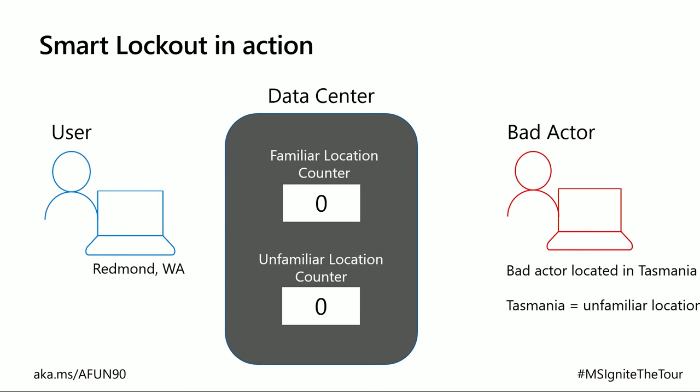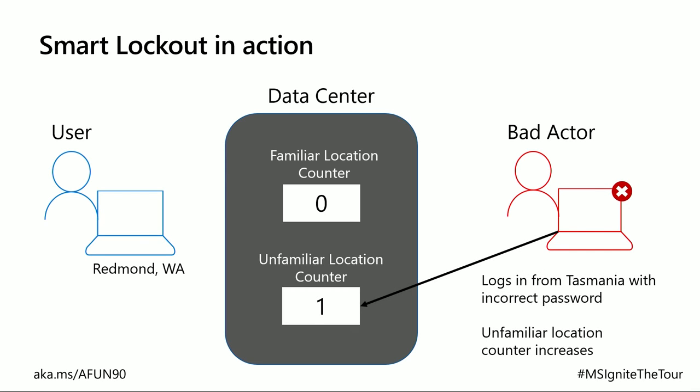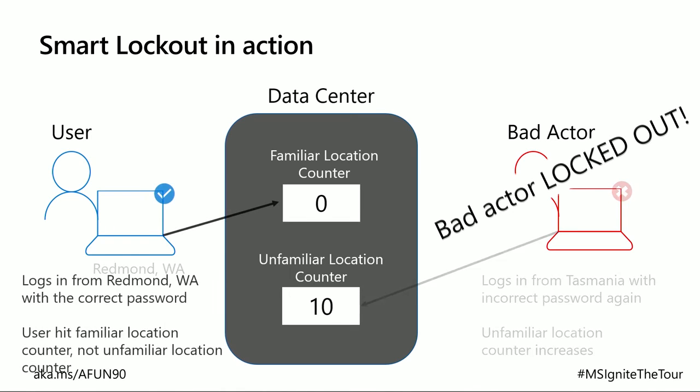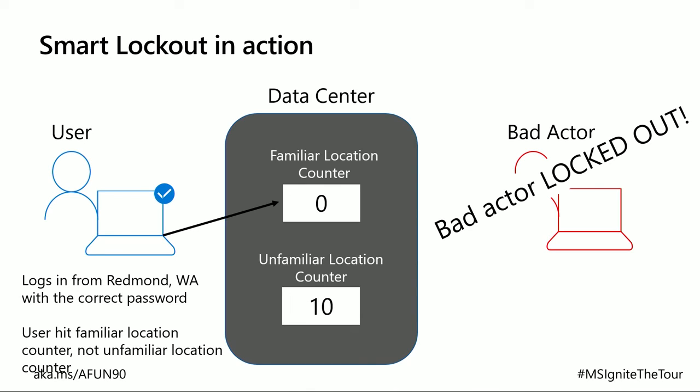If we've got someone logging in from a completely different location, Little Tasmania at the bottom of Australia, if they go and log in, it's going to set a different counter that someone has logged in from an unfamiliar location. They're going to log in a couple of times and then it's going to lock them out. But guess what? The user in Redmond has no idea that this has happened, and they try their password and log in and they get in successfully. So now we've actually managed to lock the account from the bad guys, but we're still letting the good person get in when they put in their password correctly.